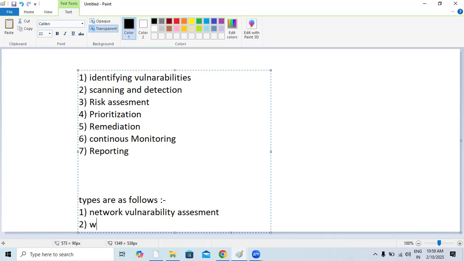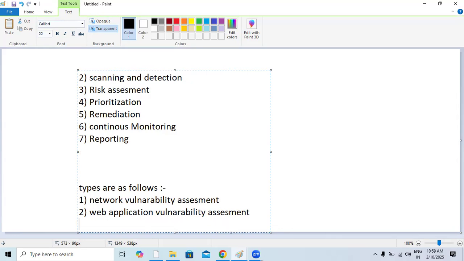The second is web application vulnerability assessment. Next, host-based vulnerability assessment.